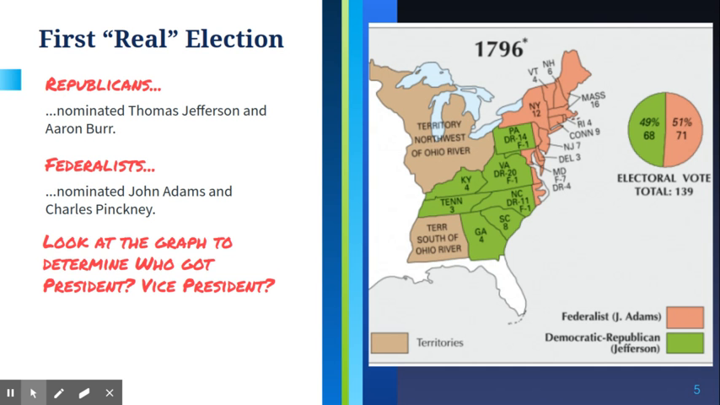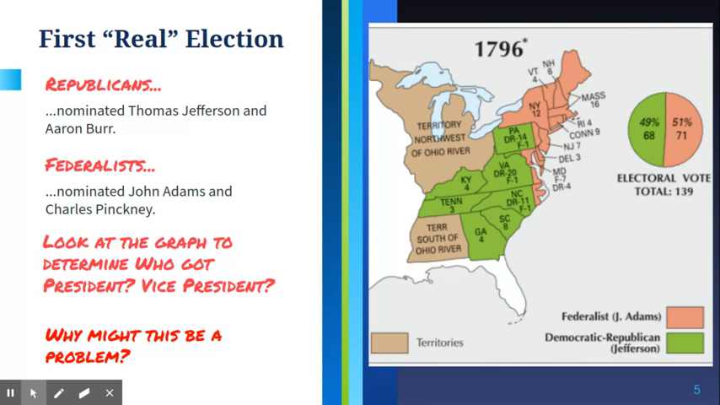So if you looked at the map, you can see that the green is the Democratic Republican, the red or pink is John Adams. John Adams got 71 electoral votes, and Jefferson got 68. That's 51% to 49%. What does that mean? That means that John Adams became the president of the United States, and Thomas Jefferson became the vice president.